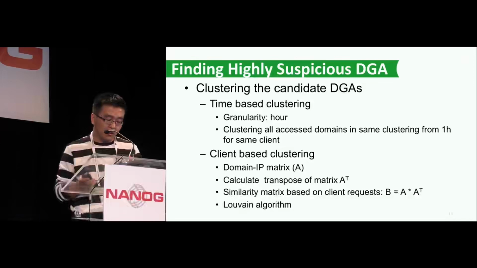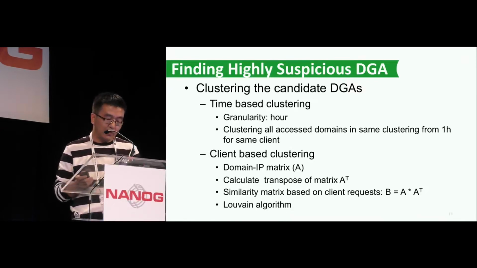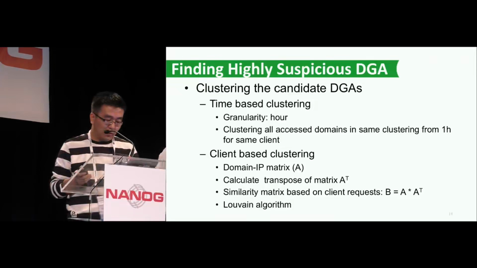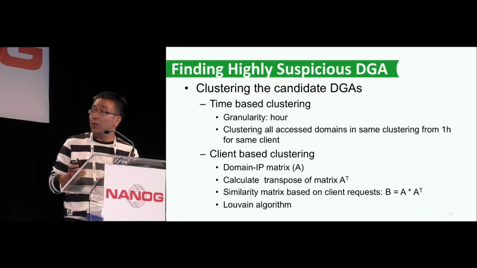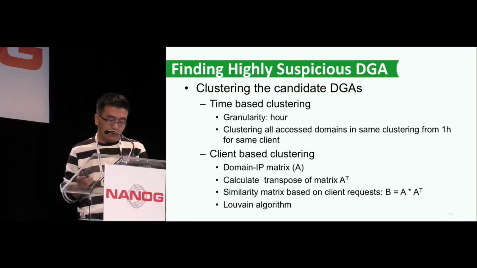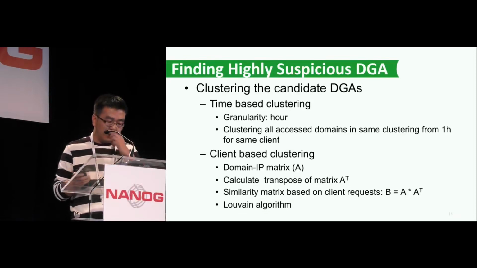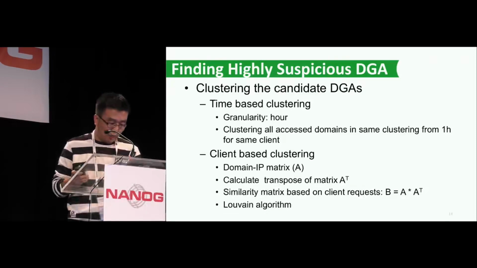For client-based clustering, it requires 4 steps. Step 1, generate the domain name IP matrix named A. Step 2, calculate the transpose matrix of A, named A transpose. Step 3, get the domain similarity matrix based on client requests: B equals A multiplied by A transpose. The greater the value of element B_ij, the higher the coincidence of domain name i and domain name j.